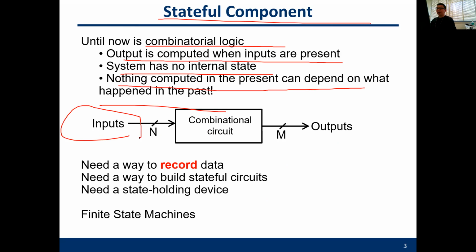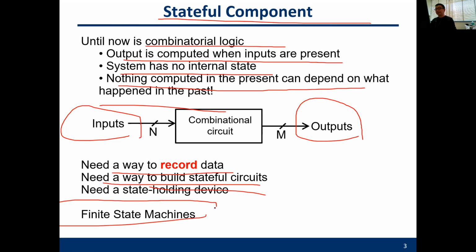You have all the inputs here and you have output here. When you apply your input, you get your output immediately, no matter how many inputs or how many outputs you have. So we need a method to record some data. We need a method to build some states so that we can have stateful circuits. We need some state holding devices so that eventually we can have a finite state machine.